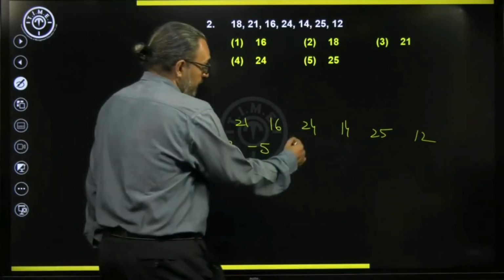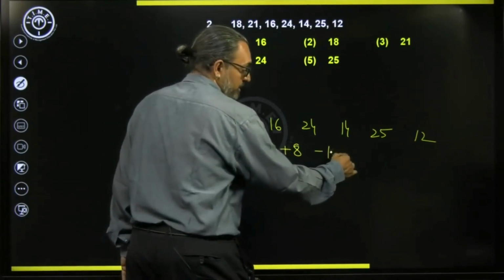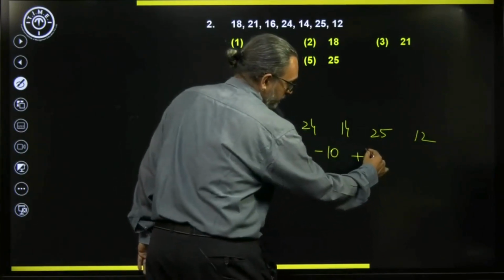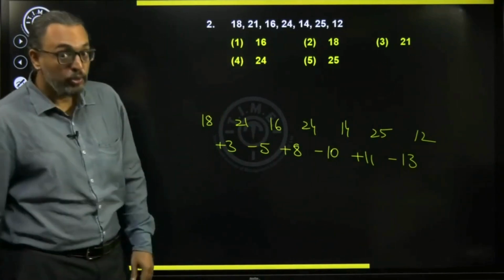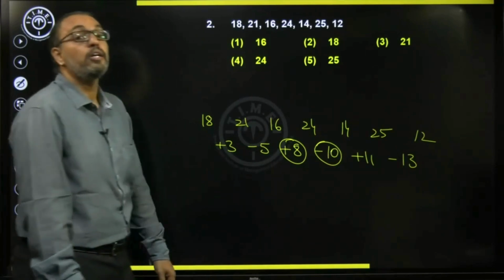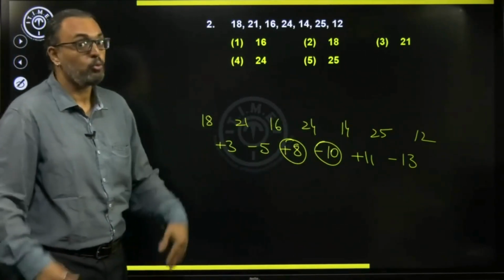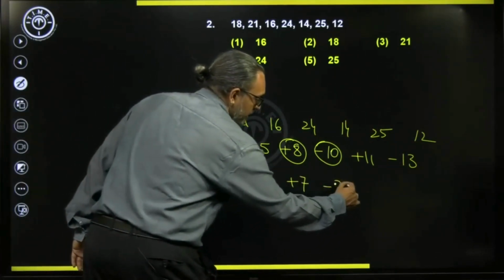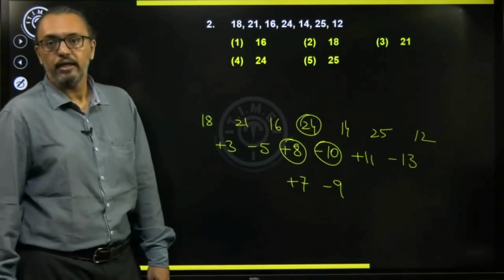Okay. Then this is plus 8. Okay. Then this is minus 10. Then this is plus 11. And this is minus 13. So here, if you check, I can clearly see these are my two wrong differences that I am getting, because we have 3, 5 and then 11, 13. So what are the correct differences? If I had plus 7 and minus 9, then that would have been the right approach.